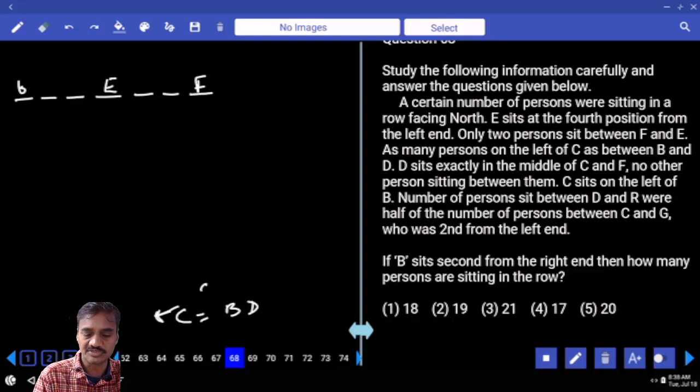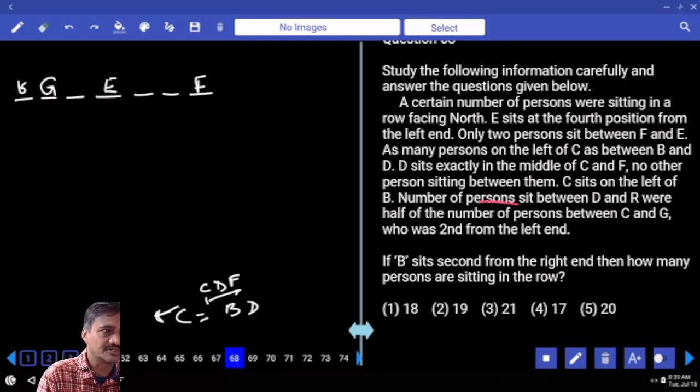Now who are those 3 persons? C, D and F must be together in any order, and no other person. C sits on the left of B. And the number of persons between D and R is half the number of persons between C and G. G is seated second from the left hand. Now G must be here, and we cannot have F at this place because C, D and F must be together.